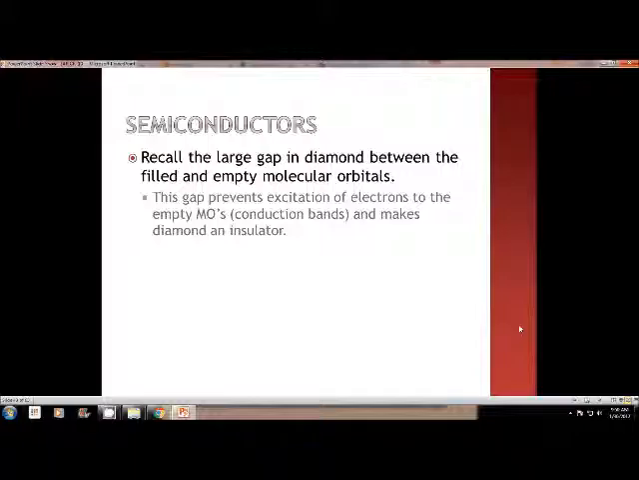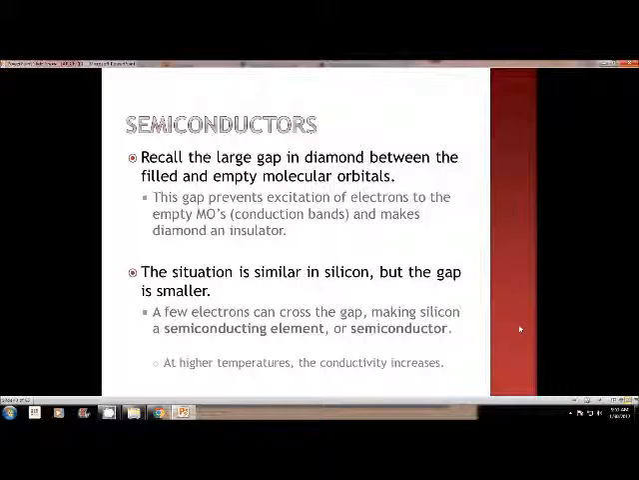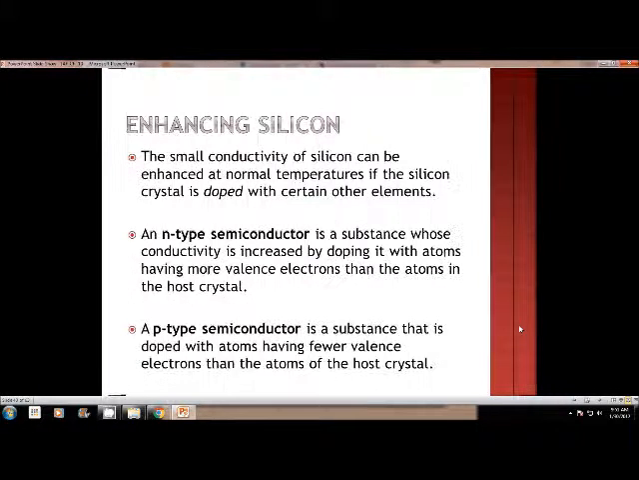The last thing to talk about is semiconductors for level 46. Recall that the large gap in diamond between the filled and empty molecular orbitals prevents the excitation of electrons to the empty molecular orbitals, so that makes diamond an insulator, meaning it doesn't conduct well. This situation is similar in silicon, but the gap is a little bit smaller. A few electrons can cross, making it a semiconducting element, or a semiconductor. At higher temperatures, the conductivity increases.